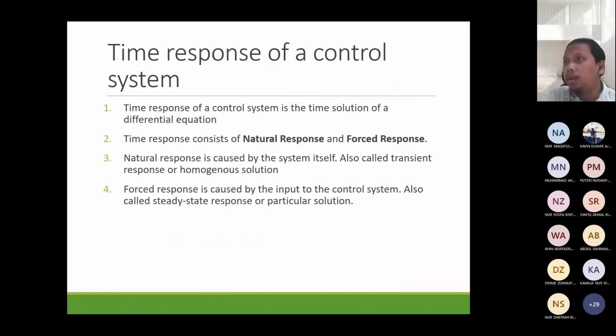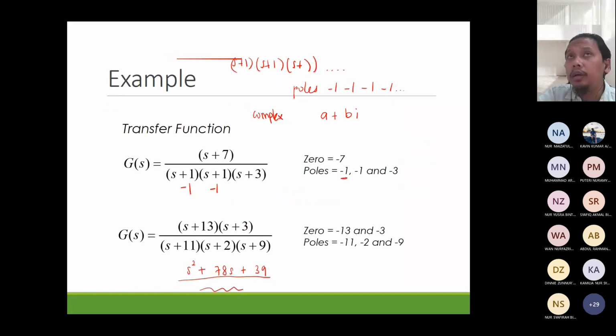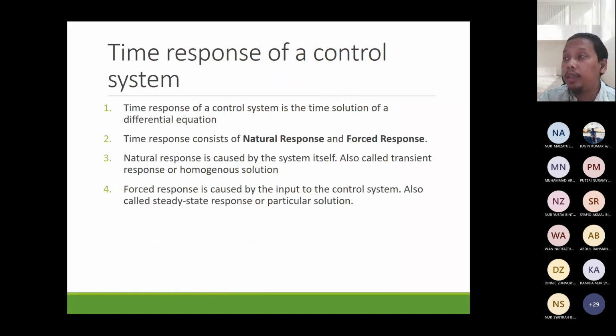Okay, now we have looked at the definition of zeros and poles. So now we can look in more detail at the time response of a control system. The time response of a control system is the time solution of a differential equation. So we have the ODE.